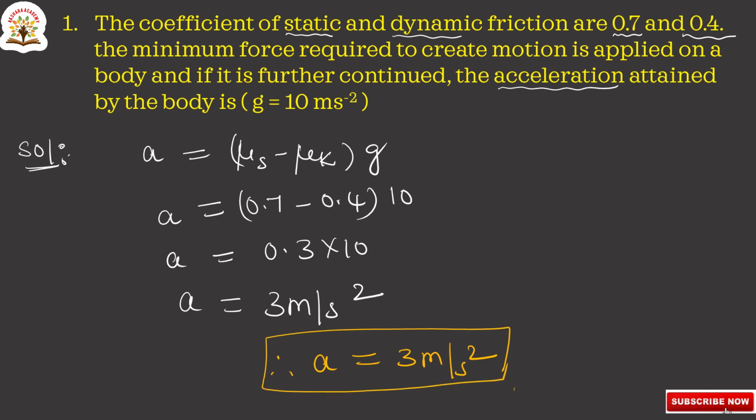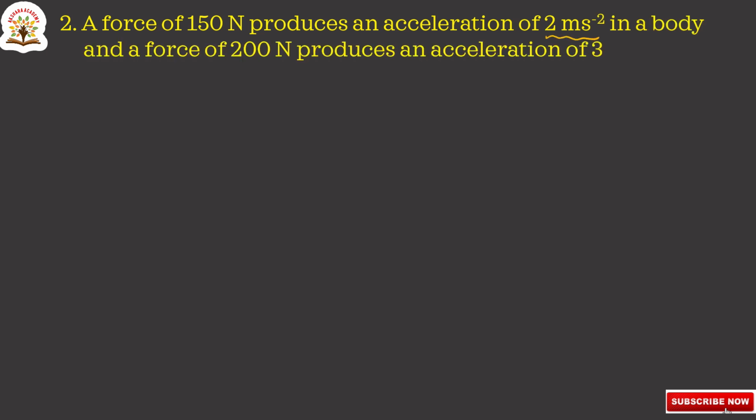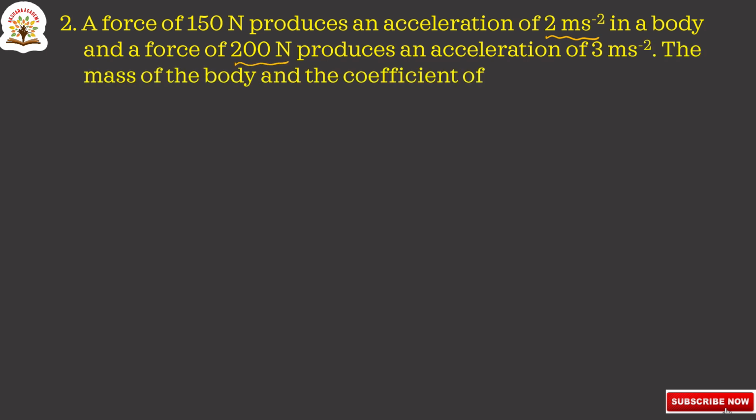Okay, next we will go to the next question. A force of 150 newtons produces an acceleration of 2 meters per second square in a body, and a force of 200 newtons produces an acceleration of 3 meters per second square. The mass of the body and the coefficient of kinetic friction are.